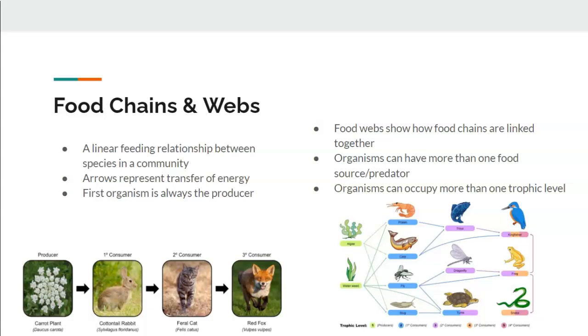And it also helps show how certain organisms may have more than one predator, or they get their energy from more than one source. In this case, and you can see it with the turtle, the snake, the frog, the kingfisher, you'll notice that they exist in multiple trophic levels, so they could be a primary, a secondary, a tertiary consumer, depending on what food chain you're following.